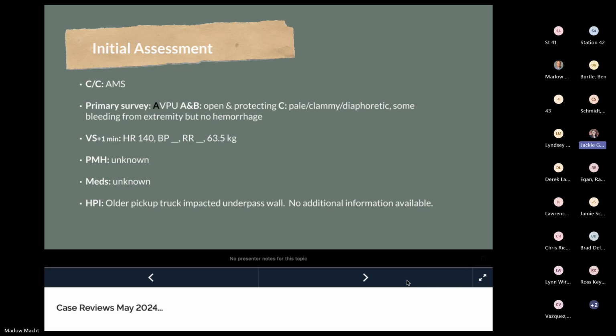Vital signs were documented. And I only have the transporting agency's chart, as I wasn't able to find the fire chart. But they get vital signs at 1 minute, heart rate of 140, blood pressure not able to be obtained, respiratory rate not recorded, and estimated weight of 63 kilos, unknown past medical history or meds. The history they have is that this was an older pickup truck that did have airbags that impacted an underpass wall. There was no additional information. There were no witnesses.